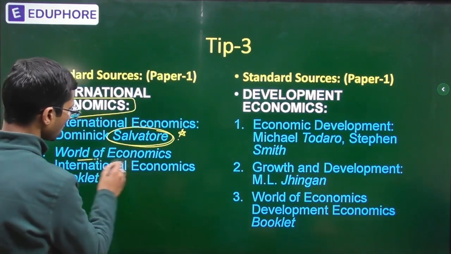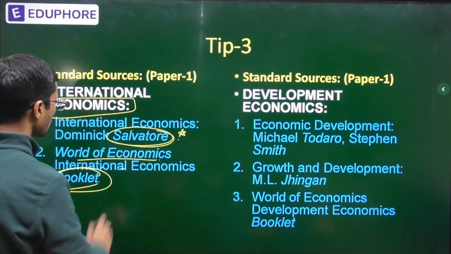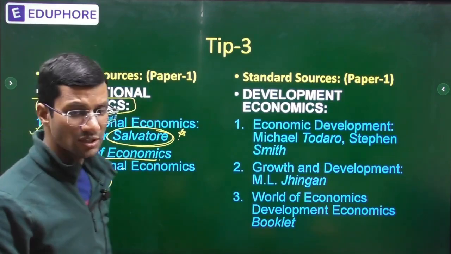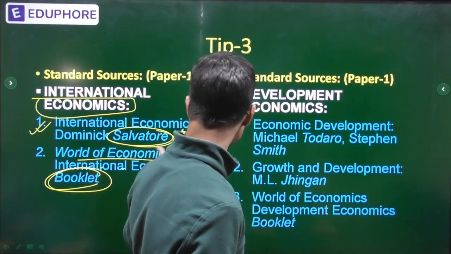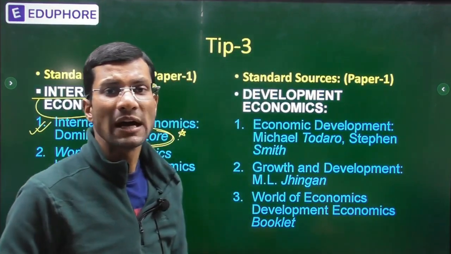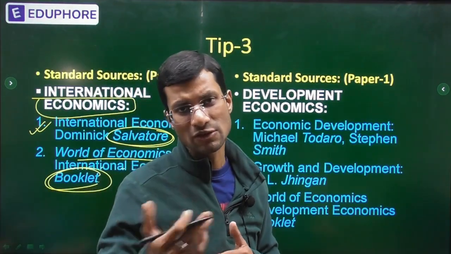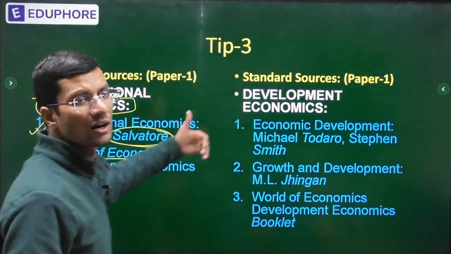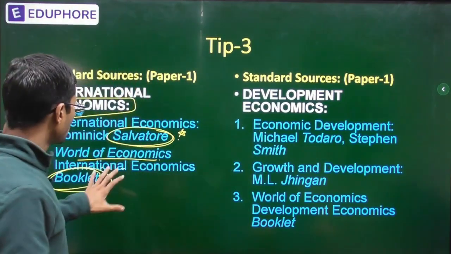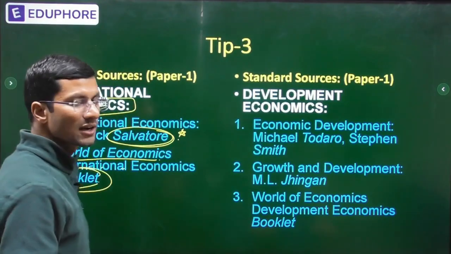Then we again have the international economics booklet, because not just Salvatore, there are certain topics or certain aspects of your syllabus which might not be covered in Salvatore, especially those that have linkages with the Indian economy, with respect to the application to the Indian economy. Those could be covered from other sources, and that's why our booklet covers everything, which is again an integrated and comprehensive one.